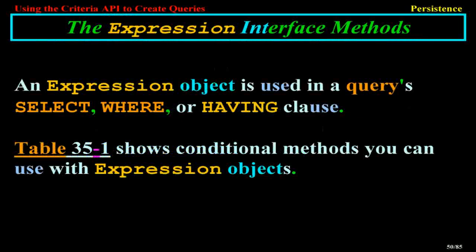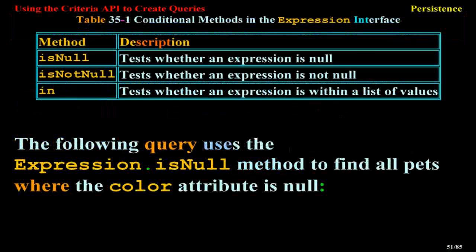Expression instances are created by using methods defined in the Expression and CriteriaBuilder interfaces. The Expression interface methods: an Expression object is used in a query select, where, or having clause. Table 35-1 shows conditional methods you can use with Expression objects. Table 35-1, conditional methods in the Expression interface: isNull tests whether an expression is null, isNotNull tests whether an expression is not null, and in tests whether an expression is within a list of values.